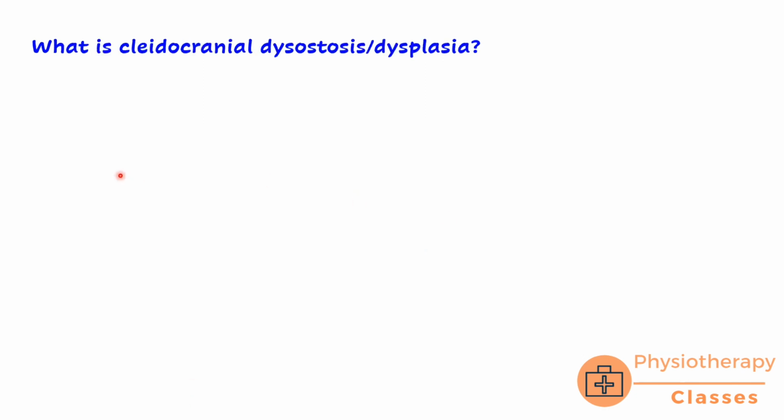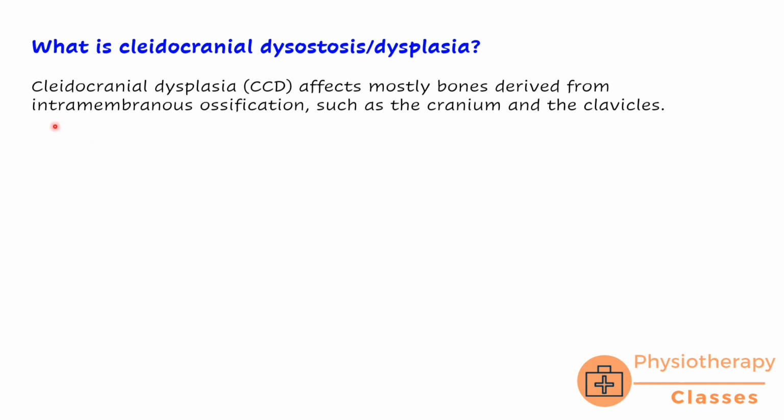Okay, coming to clinical anatomy, one we have already discussed. You should know the site of fracture of the clavicle, that is at the junction of medial 2/3 and lateral 1/3. Another thing that can be asked is, do you have any idea about what is cleidocranial dysostosis or dysplasia? So you should know the answer.